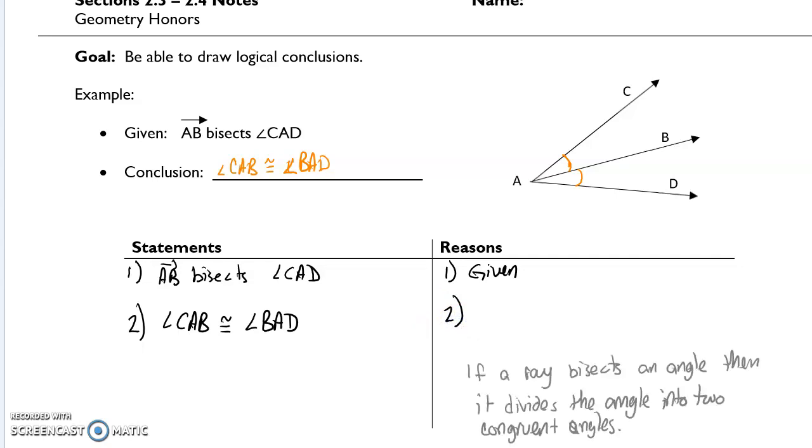The exact definition is that if a ray bisects an angle, then it divides the angle into two congruent angles. That's going to get real cumbersome if I ask you to write that out all the time, so I can abbreviate it. The given is that we have a ray bisecting an angle. So I'm going to say ray bisect angle, then we can use the arrow for "then," two congruent angles. Much easier. Ray bisect angle, then two congruent angles.